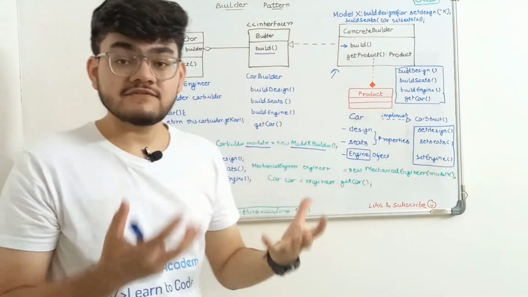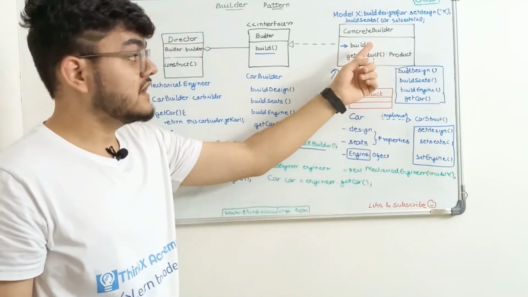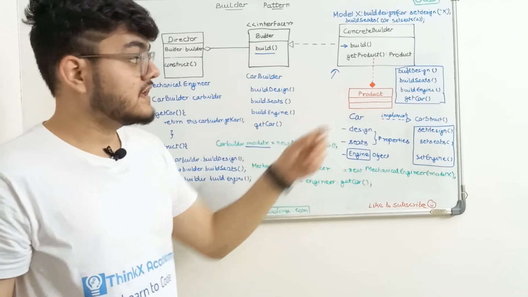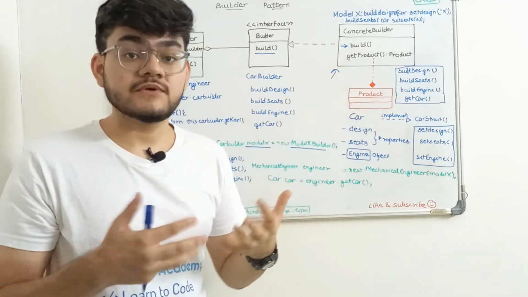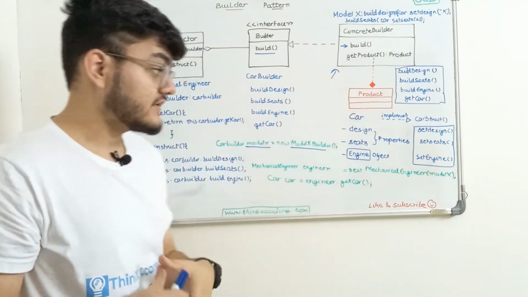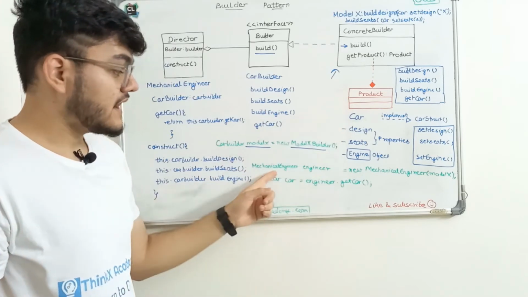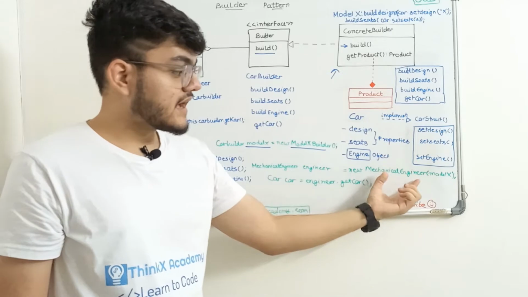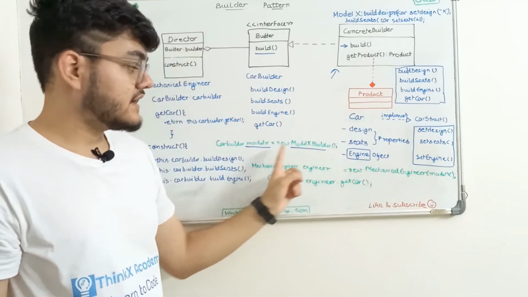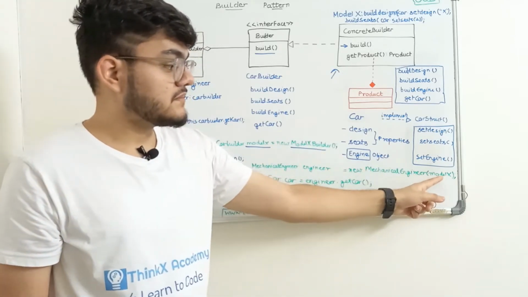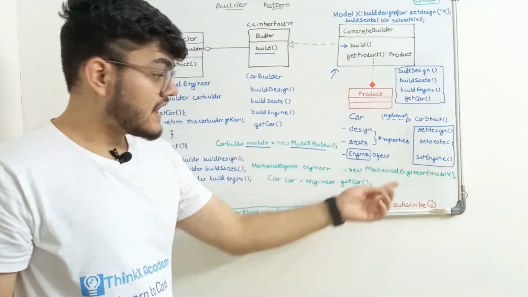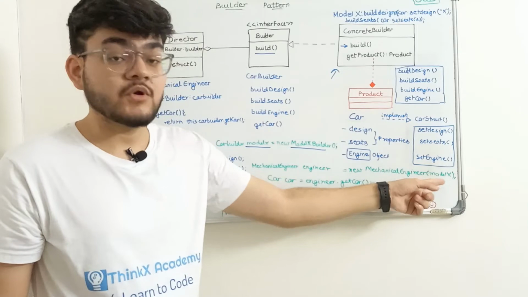Now, since we have the model, we know that this is our model. The step is that we need to build the model, which means that before getting the product, we actually need to build or construct the product. For construction, I hire a mechanical engineer. So we have a mechanical engineer class, and to the mechanical engineer I will give this reference to model X. The mechanical engineer here is acting as a director, and he is responsible for making this model X.